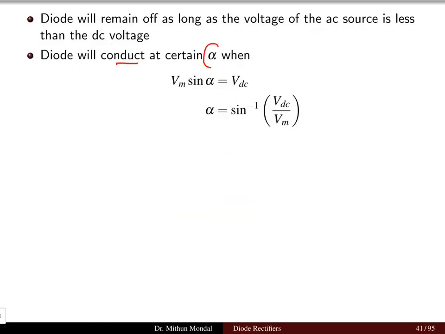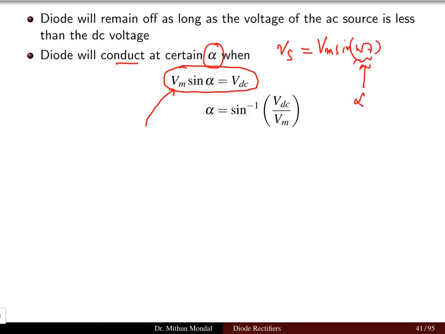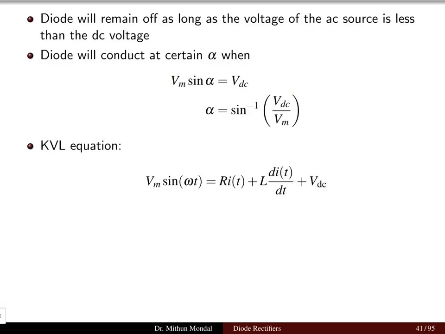The diode will conduct at a certain alpha, which we can find out by equating Vm sin alpha to Vdc. You can see that the waveform Vs is given by Vm sin omega t. So here, instead of omega t, we will be putting alpha. So it is Vm sin alpha, and that has to be equal to the DC voltage. So from this equation, we can find alpha, which is equal to sine inverse of Vdc by Vm.